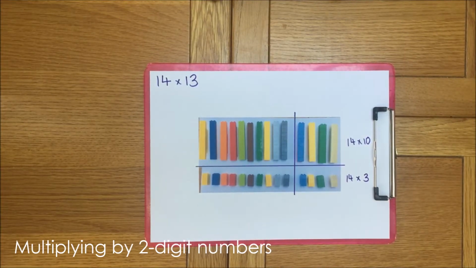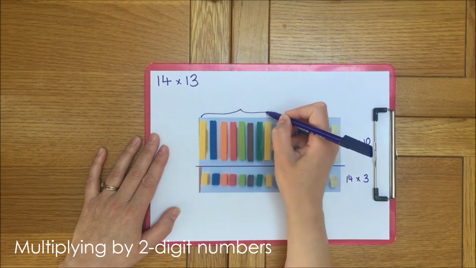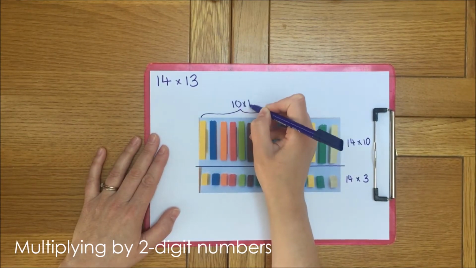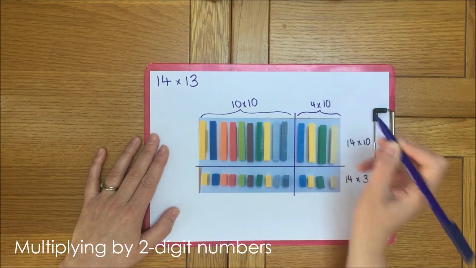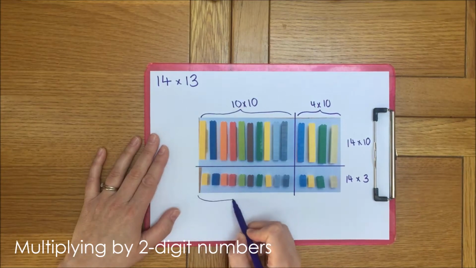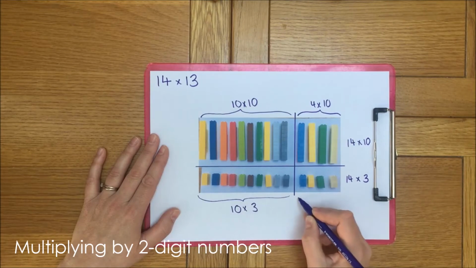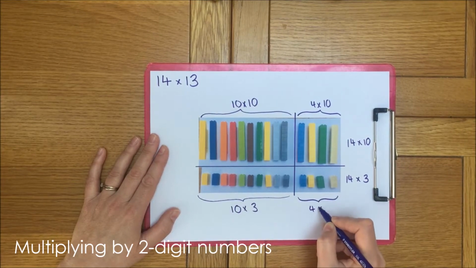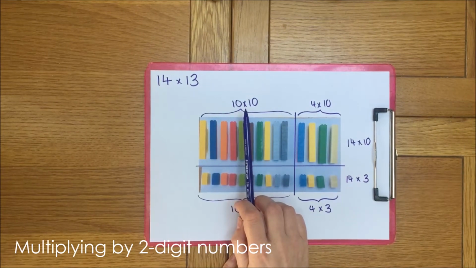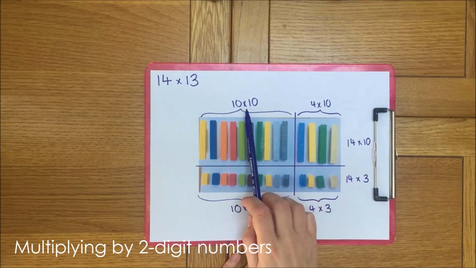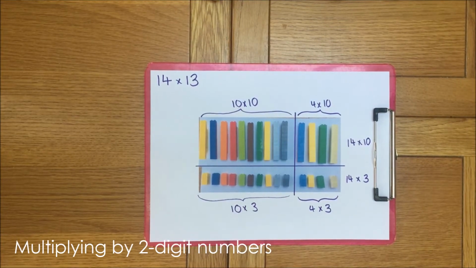And we can split that up even further by saying that 14 times 10 is the same as 10 times 10, and 4 times 10, and 14 times 3 is the same as 10 times 3, and 4 times 3. So to work out 14 times 3, we've actually got to do 4 calculations. 10 times 10, 4 times 10, 10 times 3, and 4 times 3.